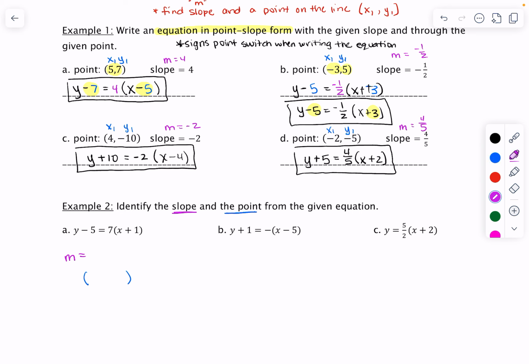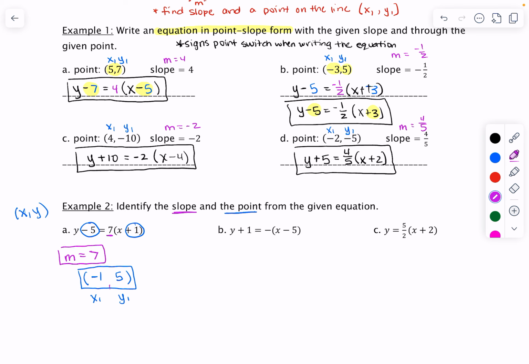So to me, the slope is the easier one to find. Slope is just that number in front of the parentheses, so your slope in this case is 7. Your coordinate pair, your x1 is going to go here in front, and your y1 is going to go second, because that's how every coordinate pair exists, as x comma y. And so my x value is +1, but when I put it into the point, I put it in as -1. My y is -5 in the equation, but I'm going to put it in as +5 in my point. So my point is -1, 5, and my slope is 7.